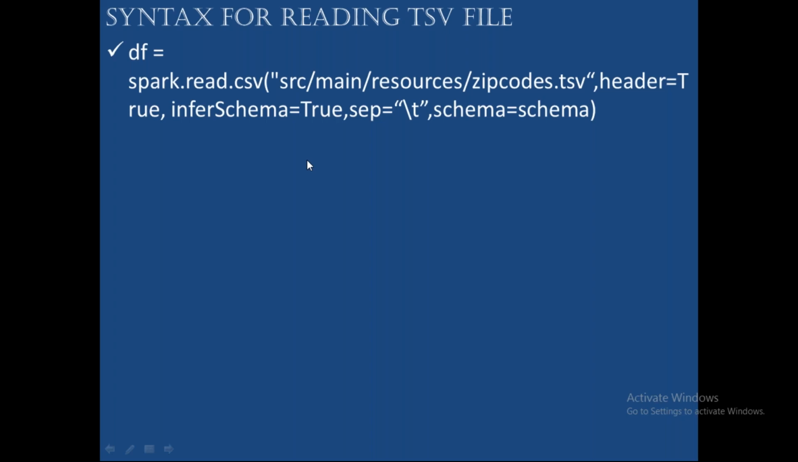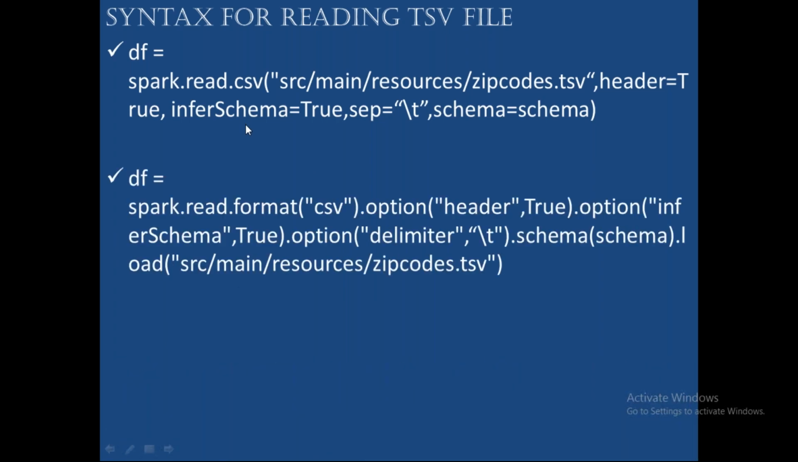Spark is going to take more time because it has to read the data once again to identify the data types of each column. That's why there is a performance impact. Next, this is another syntax.